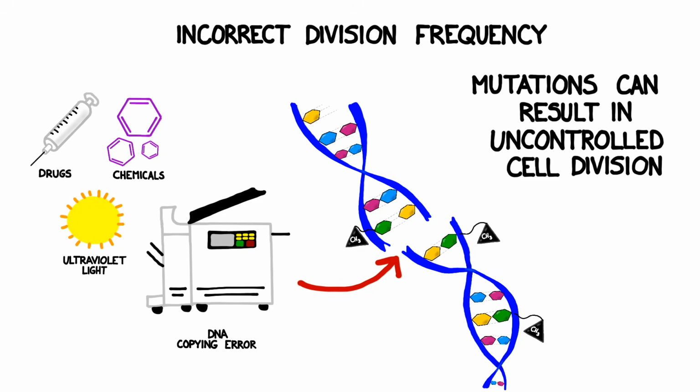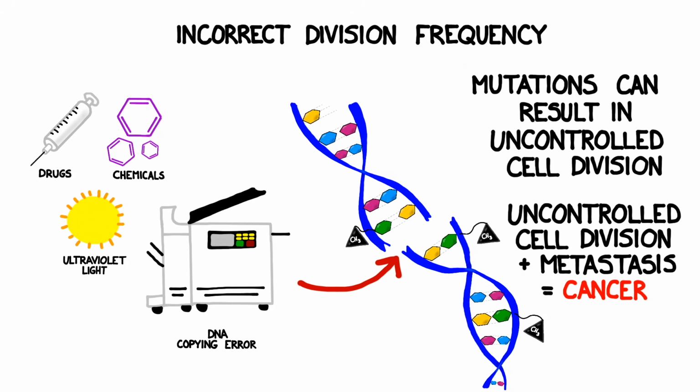Some types of mutated cells only form growths in one area, but others will metastasize and begin to spawn growths in other parts of the body. When metastasis combines with uncontrollable cell division, we call it cancer. Alright, that pretty much finishes up our discussion of mitosis.